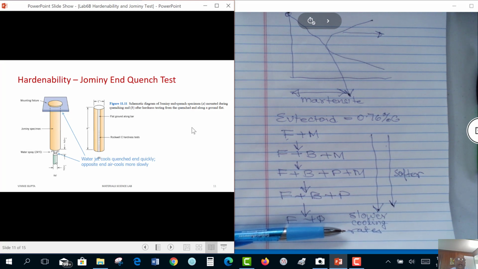And then we are going to take the specimen out, hang it over here, and it'll begin to cool. Once the specimen is at room temperature, we take it out of this fixture. We will grind a flat and measure the hardness from the quenched end on the surface. And we are going to plot it.